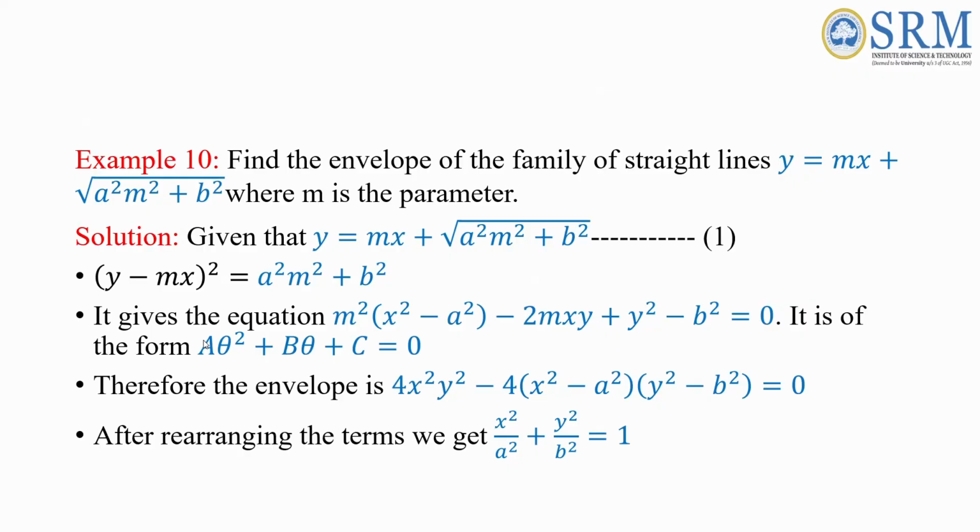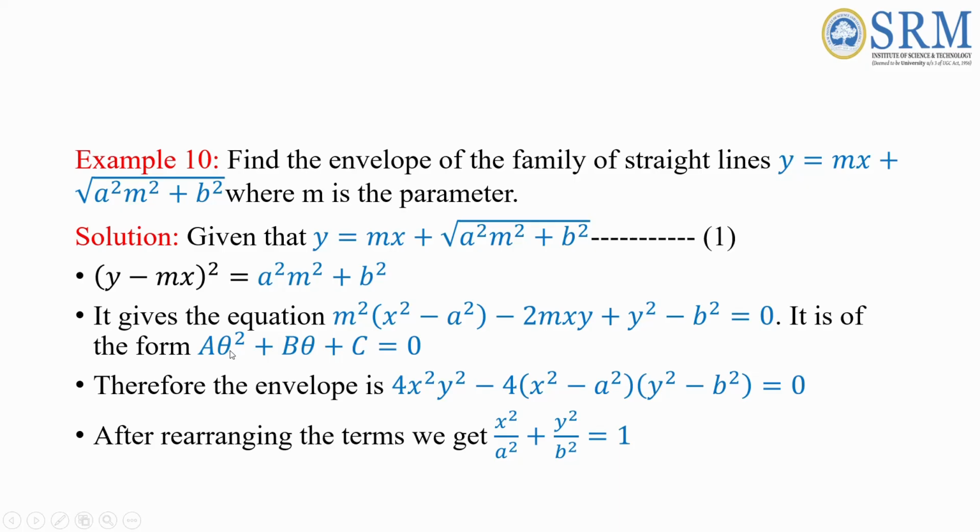Let us see the next example. Find the envelope of the family of straight lines given by y = mx + √(a²m² + b²), where m is a parameter and a and b are fixed constants. After grouping, (y - mx)² = a²m² + b², and expanding it, we get the nice form m²(a² - x²) - 2mxy + y² - b² = 0.